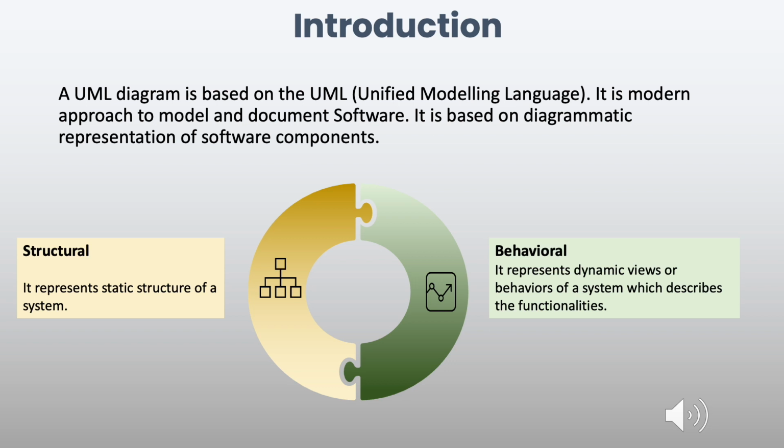UML diagrams are of two types. One is structural, another is behavioral. So what is structural? It represents the static structure of a system. This means what the system is composed of, for example, class, components, package, etc. Behavioral represents dynamic views or behavior of a system, which describes the functionality of the system.